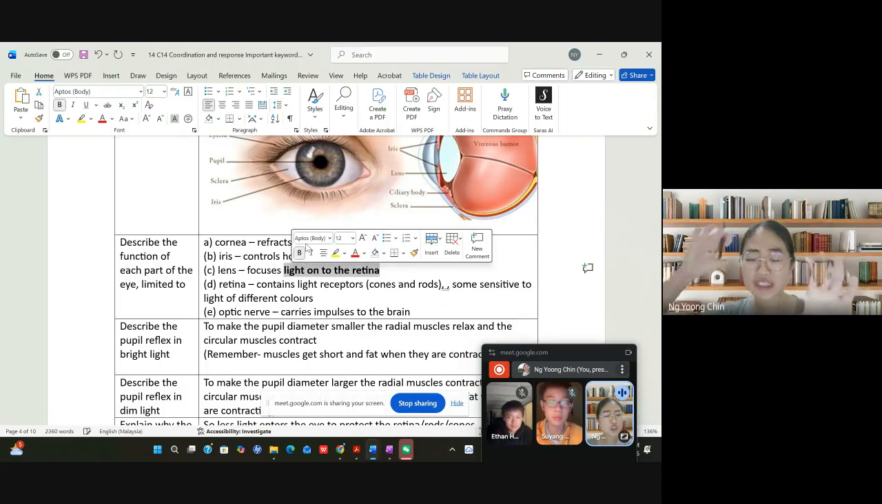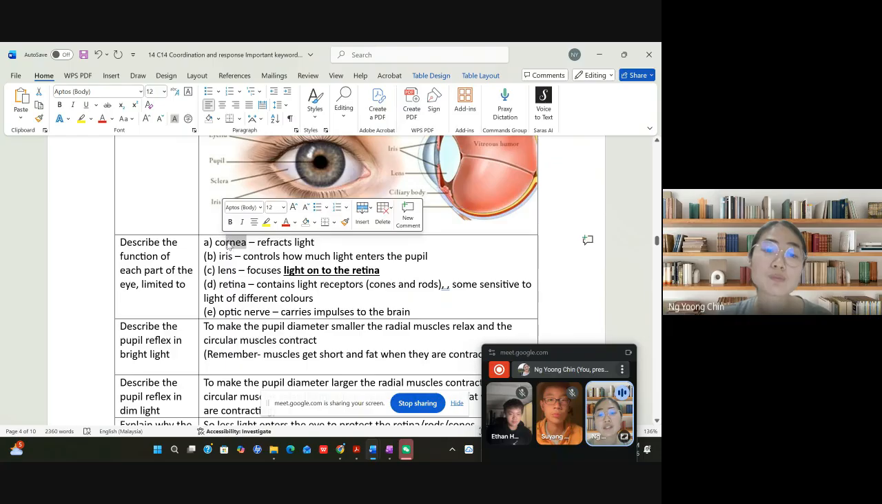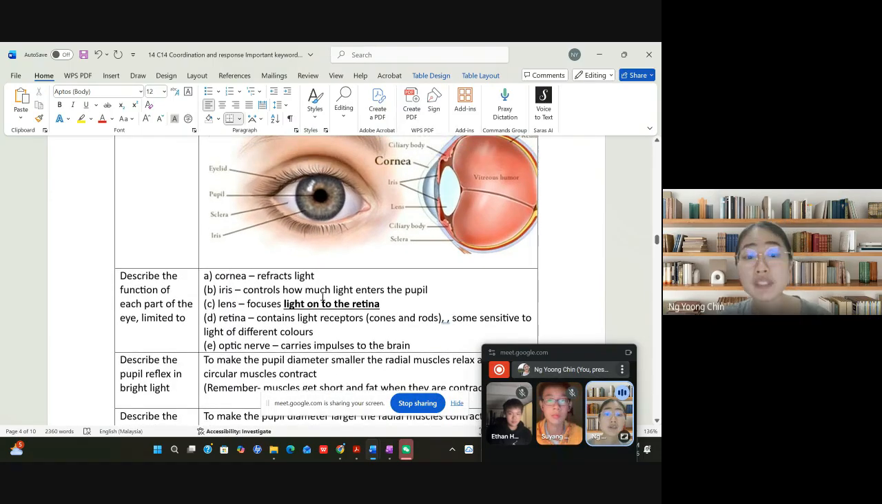就是说聚焦那个光线啊，on the retina, because in the retina there's a lot of light receptors, which are the cones and the rods. And then for the cornea, okay, the cornea is the one which refracts light. 折射这个光线啊。And then the iris, we call it dilates or constricts.